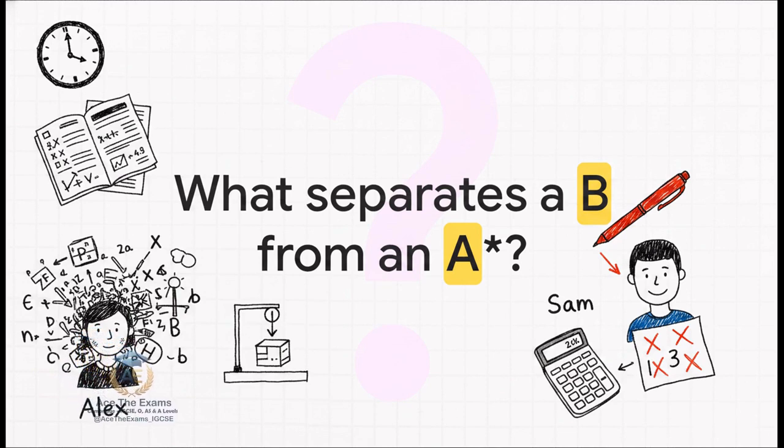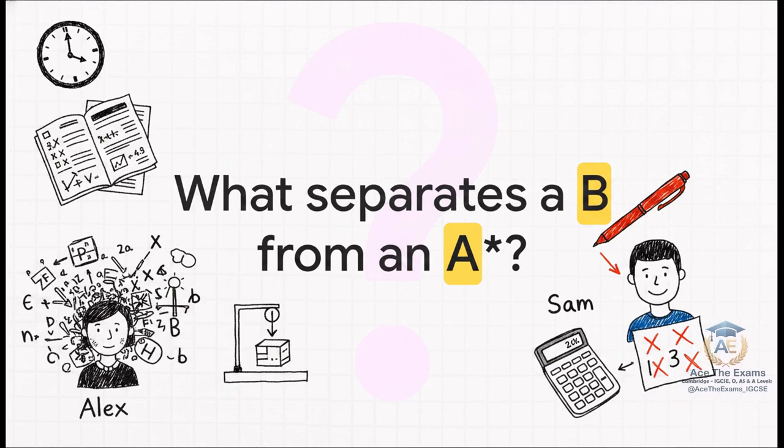Now, this is the exact moment that separates the good students from the truly exceptional ones. What really separates a B from an A-star in physics? Well, let me introduce you to two students who represent exactly what we see year after year. Let's call them Alex and Sam. Now, Alex is what we call an overloader.